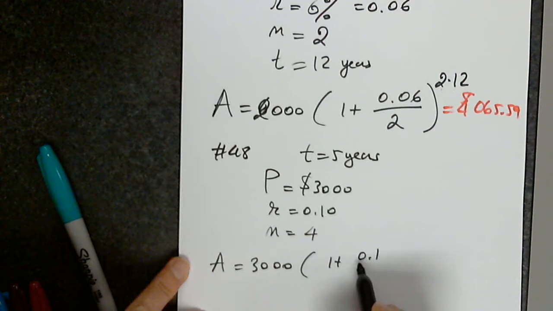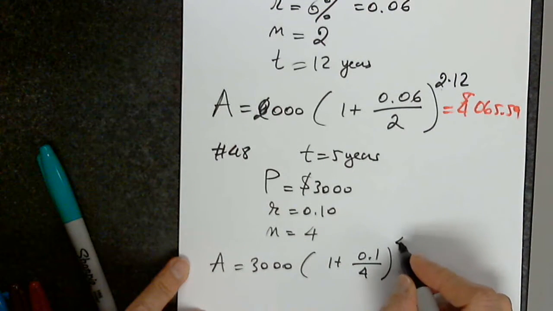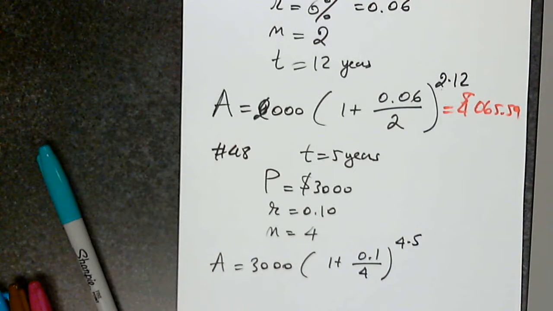So in this case, we have A equals 3,000 times 1 plus 0.1 divided by 4, and the power is 4 times 5, n times t. With the calculator, 3,000, parentheses 1 plus 0.1 divided by 4, close the parenthesis, power, parentheses, 4 times 5. So they borrowed $3,000, and in 5 years, they have to return 4,915.85.